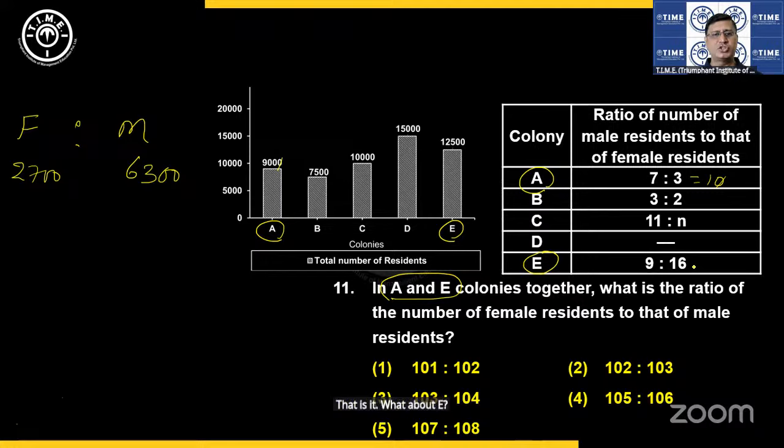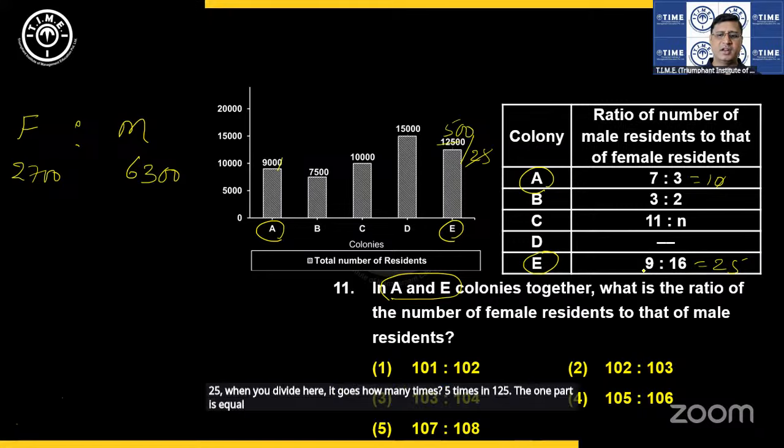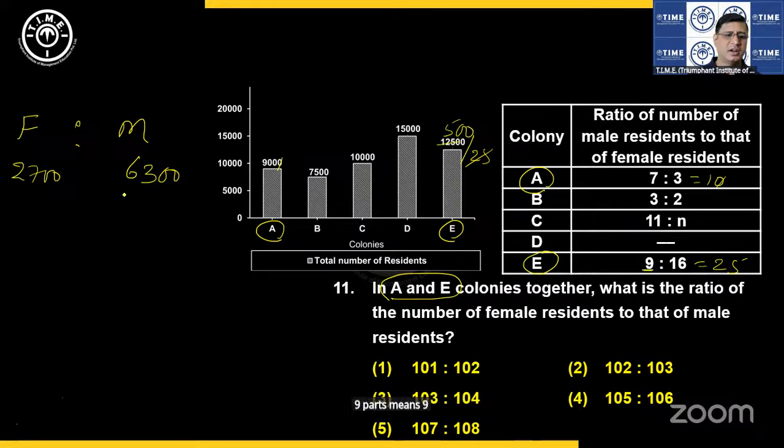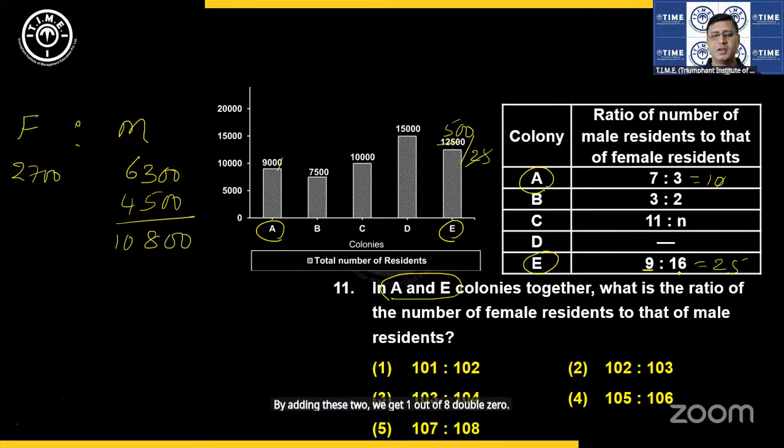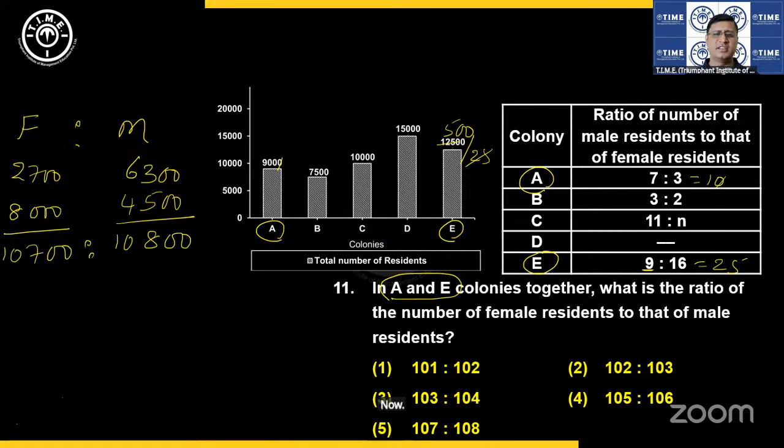9:16 means the sum of the ratios is equal to 25. When you divide 125 by 25, it goes 5 times, so 1 part is equal to 500. 9 parts means 9 into 500, that is 4,500. By adding these two, we get 108,000. And 16 into 5 is equal to 80, which means 8,000 here. By adding these two, 107,000. Now simplify, zeros get cancelled.